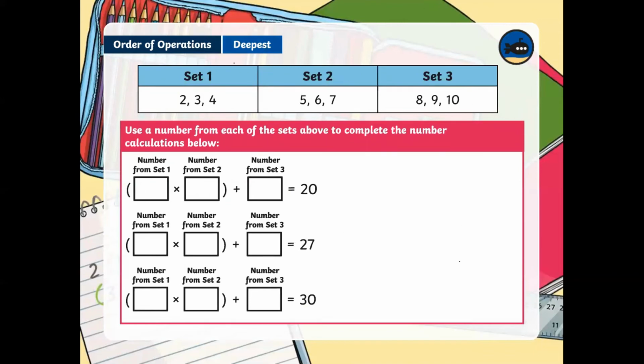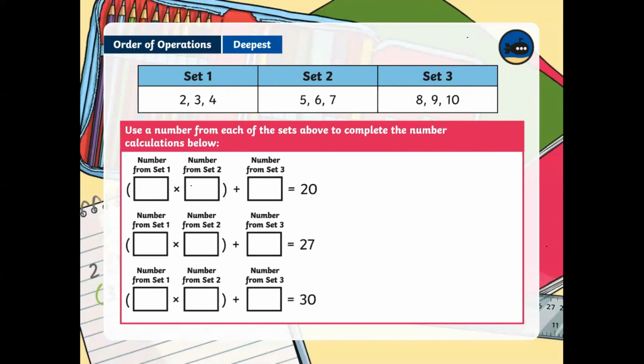Okay, so now we're going to the deepest level. This is where your understanding of the concept of BODMAS and the order of operations is thoroughly tested. Set 1 is 2, 3, and 4. Set 2 is 5, 6, and 7, and set 3 is 8, 9, and 10. Use a number from each of the sets above to complete the number calculations below.